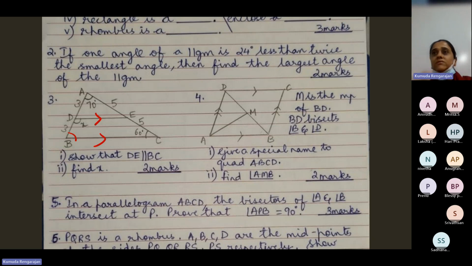The next one, we'll just do that and wind up the session for today. The fourth one: M is the midpoint of BD, and BD bisects angle B and angle D. Give a special name to the quadrilateral ABCD.